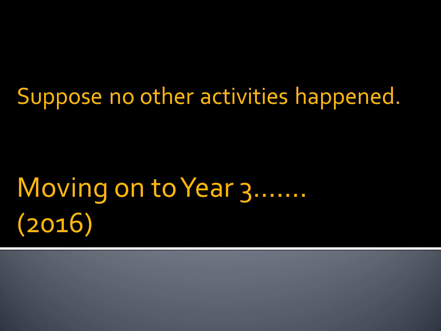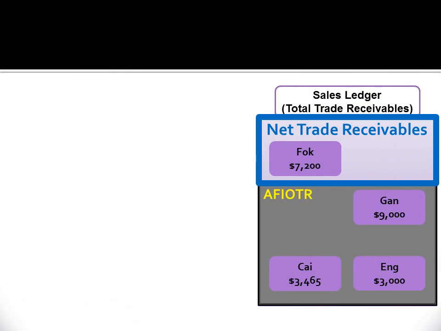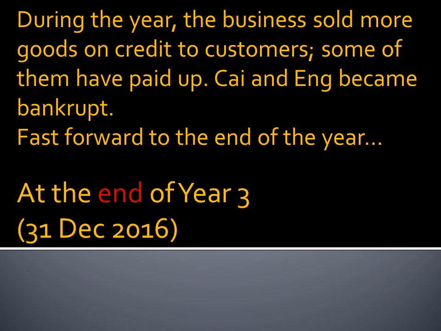Suppose nothing else happened after the impairment loss adjustment, we will move on to year 3. This is the balance that was brought forward from the previous period. Moving on, we are now looking at what happened during year 3. In year 3, again, the business may have sold more goods to the customers on credit terms. Some of them may have paid up, some of them may have gone bankrupt, and the business needs to write them off. And let's just fast forward to the end of the year.